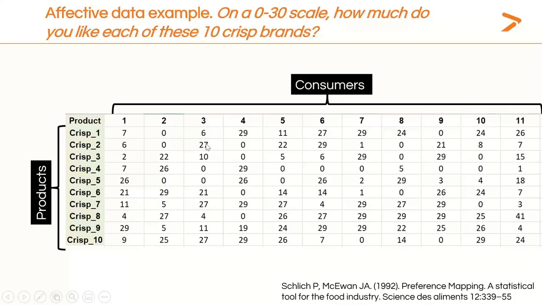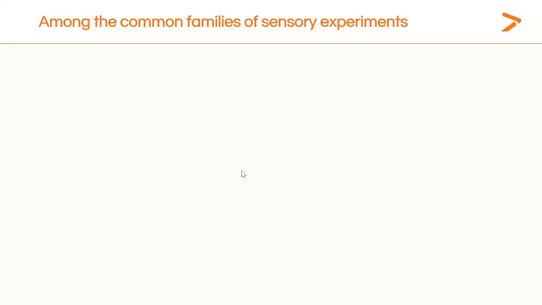So consumer number 3 pretty much likes crisp number 2 and crisp number 7 and crisp number 10, but doesn't like crisp number 4 and number 5. Okay. We'll be using techniques to dive into this complex data set.